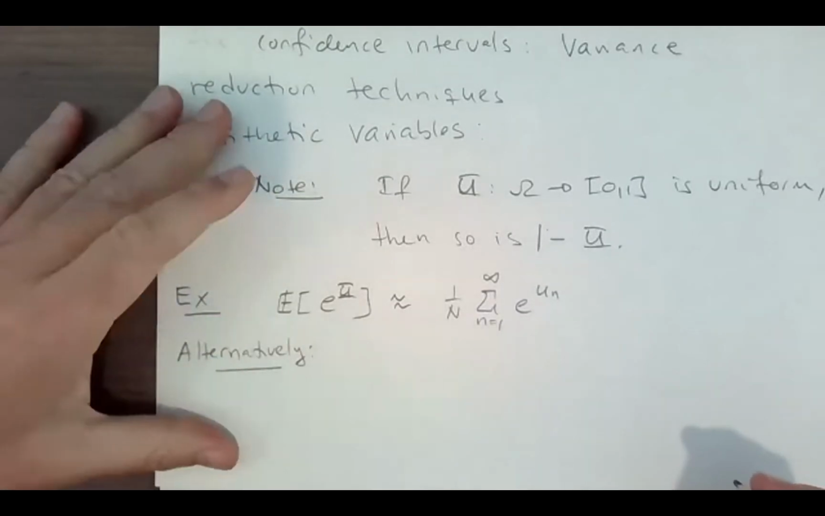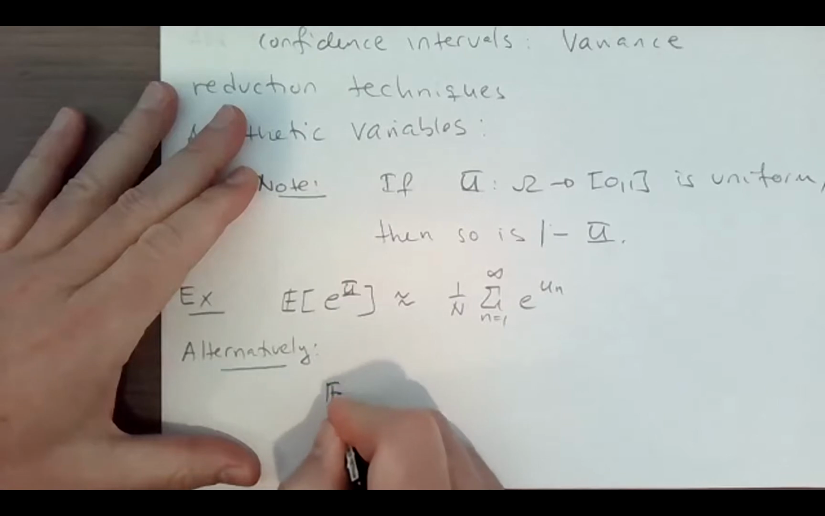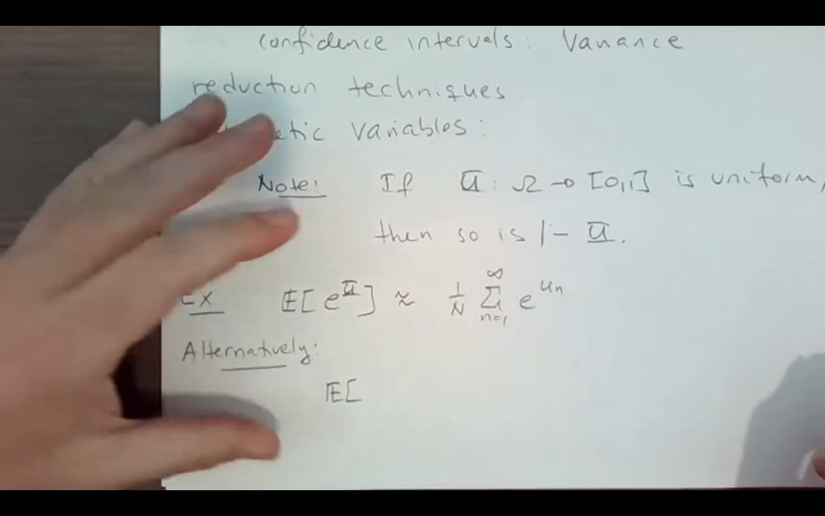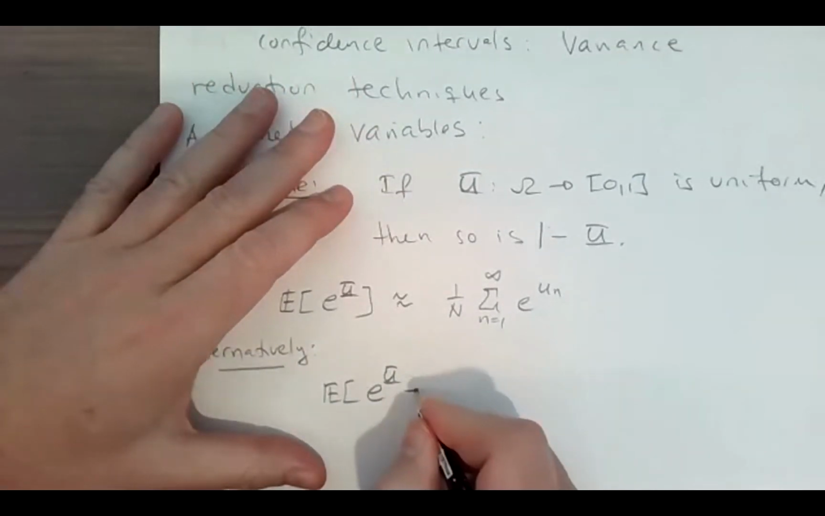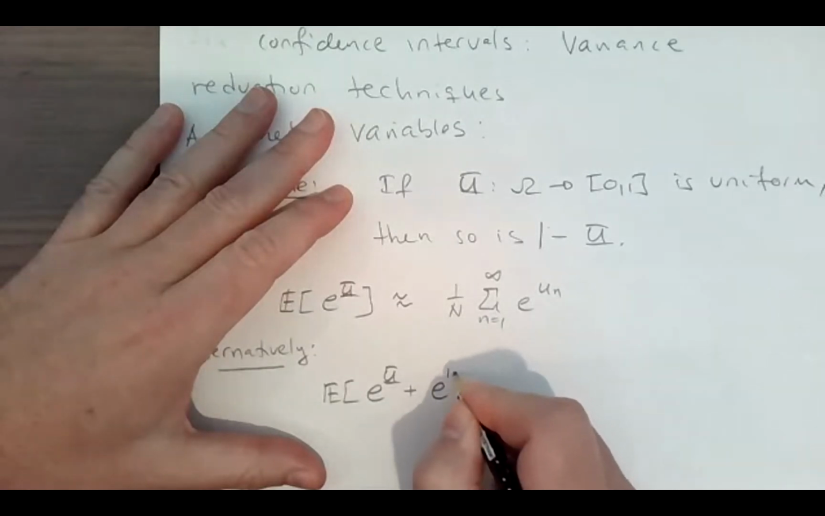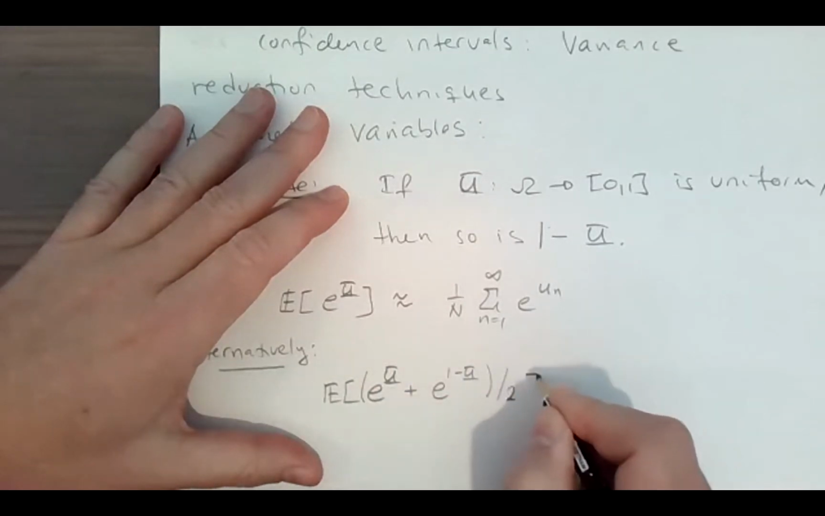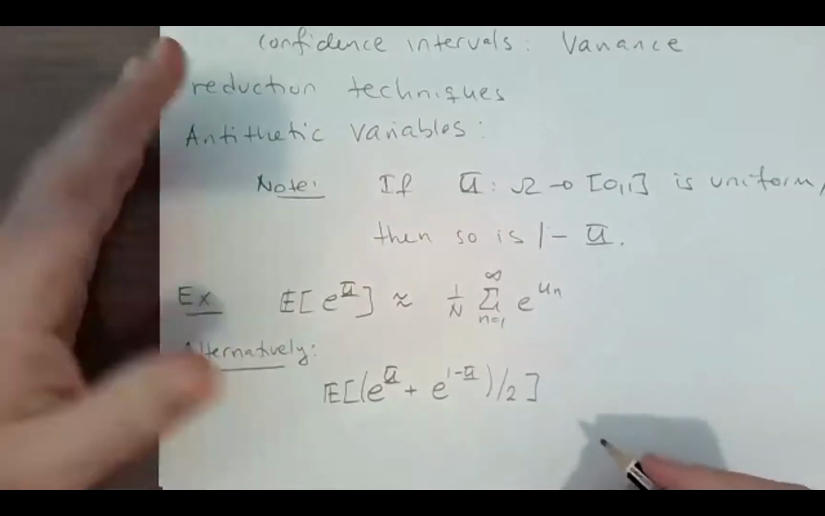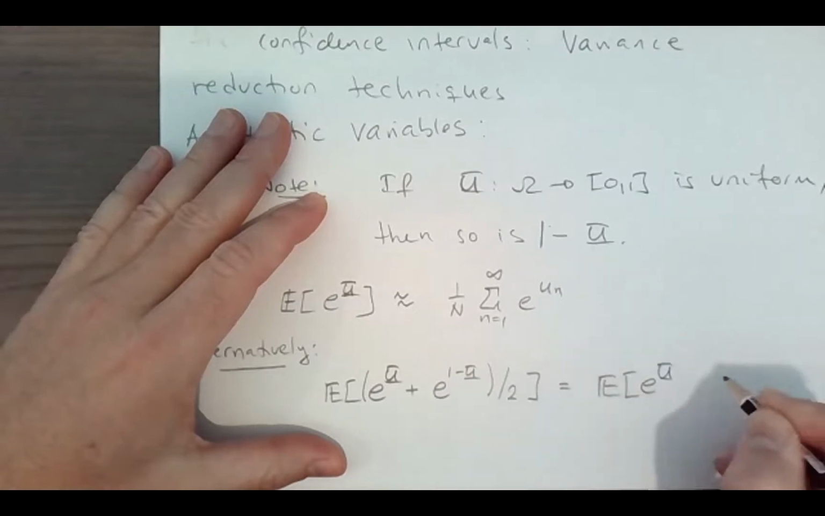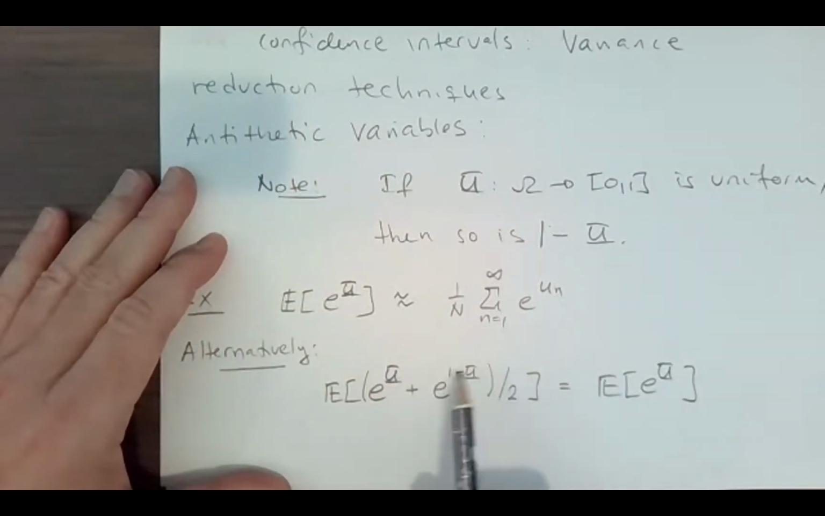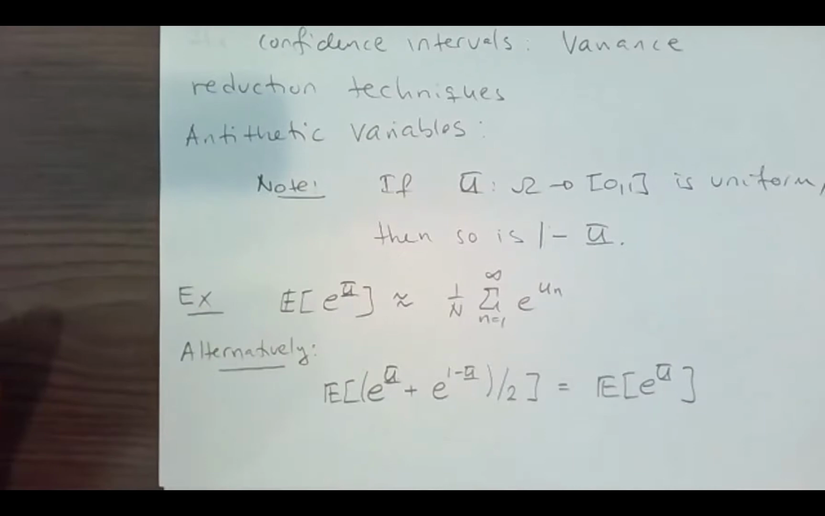There are alternatives to this. What we could do is take the expectation of e to the u plus e to the 1 minus u, divided by 2. This is still going to give me the expectation of e to the u, right? Because the distribution of u and 1 minus u is the same, and the expectation is linear. So I take the average of these two, and I'm still going to get that thing.